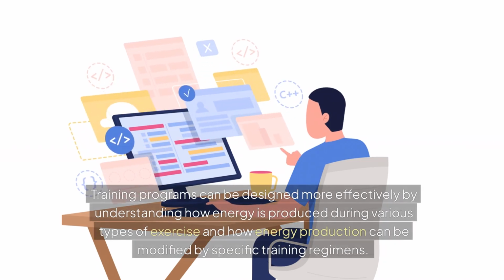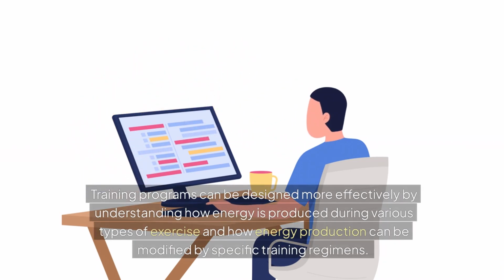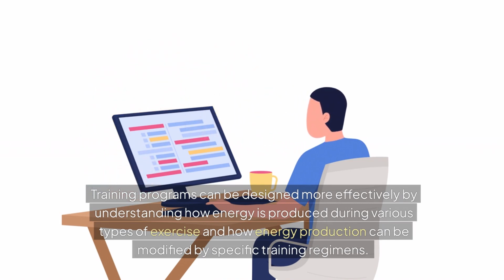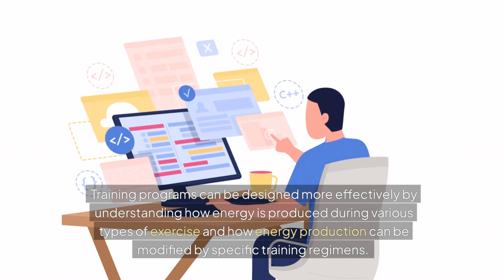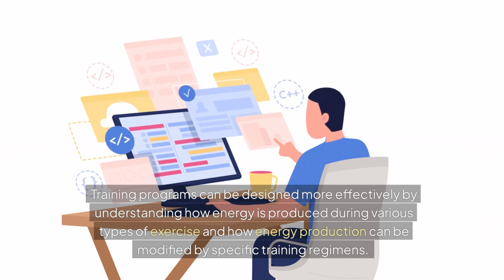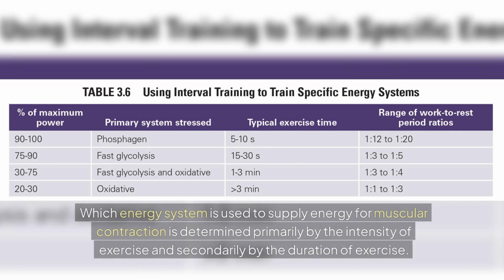Training programs can be designed more effectively by understanding how energy is produced during various types of exercise and how energy production can be modified by specific training regimens. Which energy system is used to supply energy for muscular contraction is determined primarily by the intensity of exercise and secondarily by the duration of exercise.